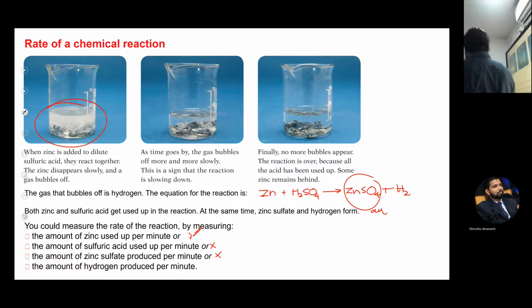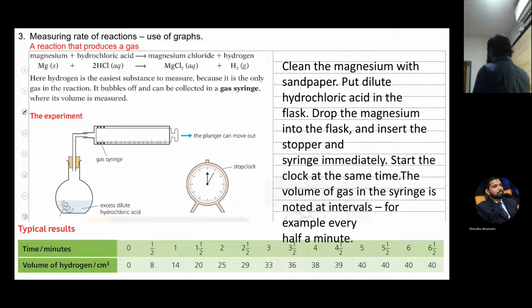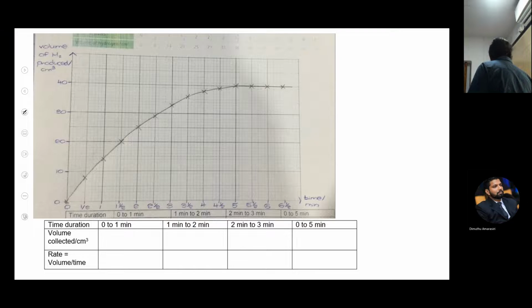mass change of zinc. For example, you know the initial mass you added and let the reaction happen for 5 minutes. After the reaction, measure the remaining mass and divide by the 5 minutes. You can measure the zinc mass, or you can collect the gas. You can collect the gas like this. The gas can be collected into the syringe. Is that clear?